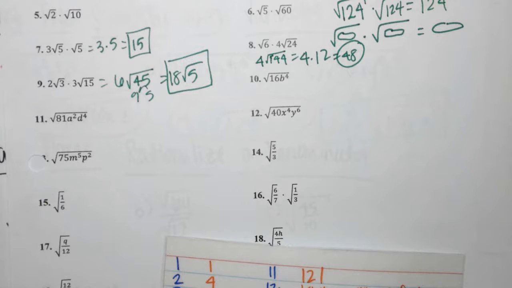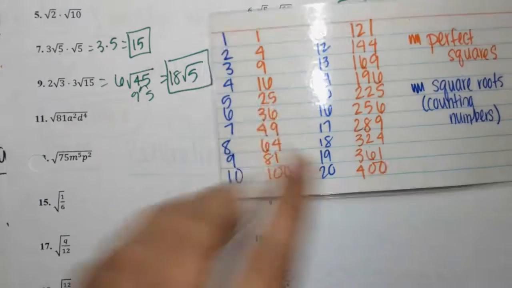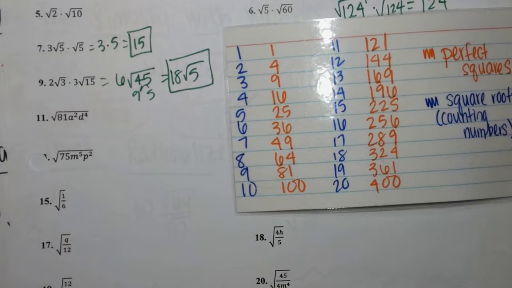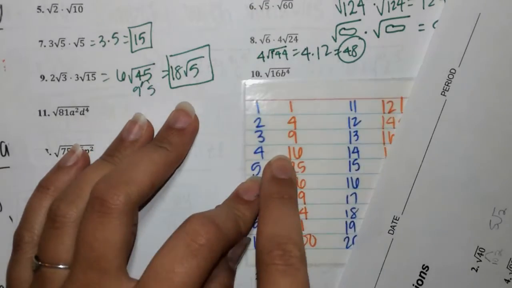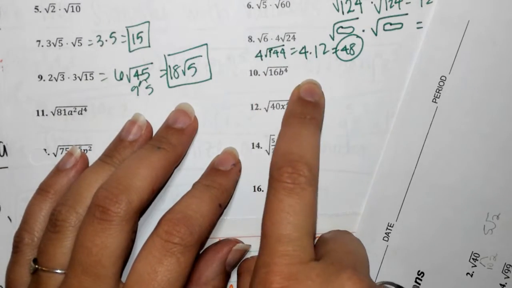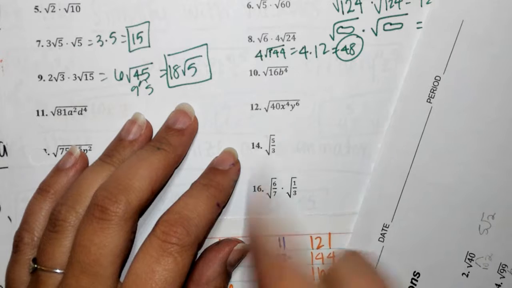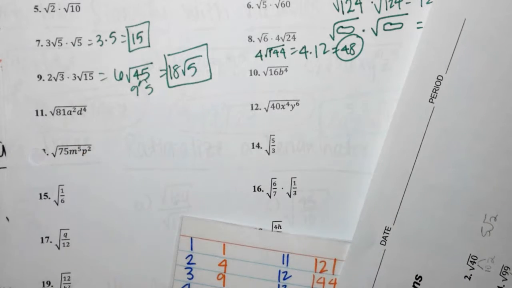Number 10. You wouldn't have anything under the radical because 16 is a perfect square, so you just take the square root of 16 and get 4. So it's 4 and then B squared. We just said that. You just confused me. Right. The square root of 16 is 4. It's a perfect square, so you take the square root of 16 and you get 4. And then 2 goes into 4 twice, so it's B squared. 4B squared.